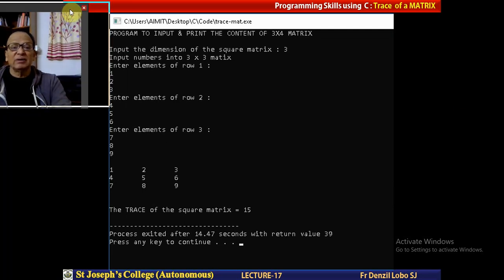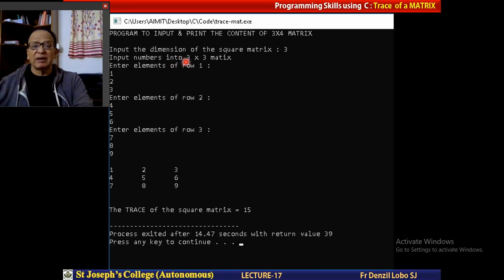Here we are inputting values into a 3 cross 3 matrix. I have entered 1, 2, 3, 4, 5, 6, 7, 8, 9, and I have printed the matrix. Here we get the trace of the square matrix. As you see, 9 plus 1 is equal to 10, plus 5 is equal to 15. Therefore, the trace of this square matrix is 15. So this is how you have to do your C program.